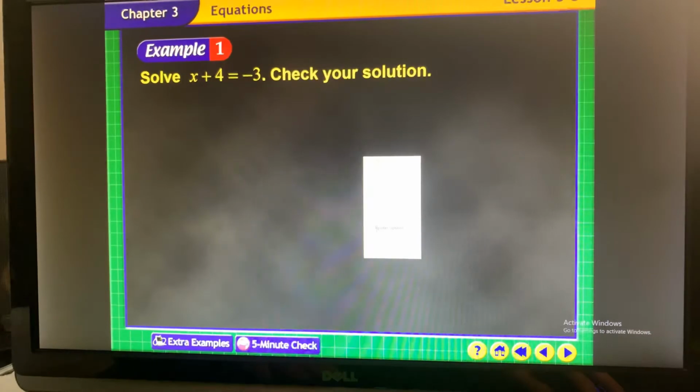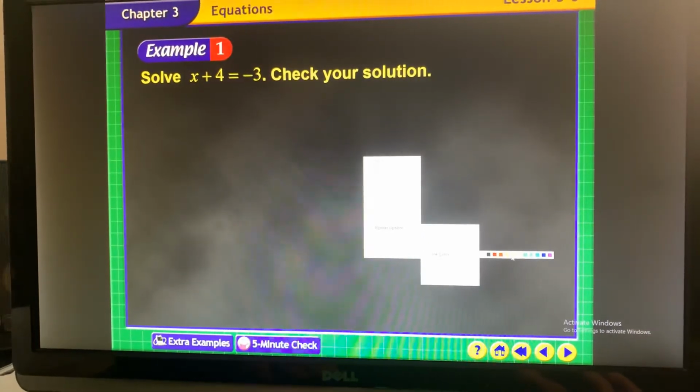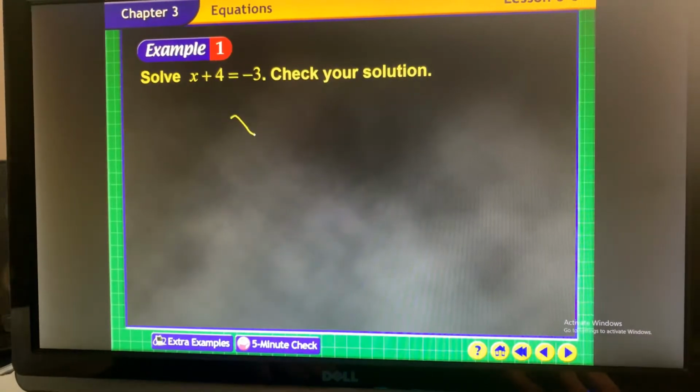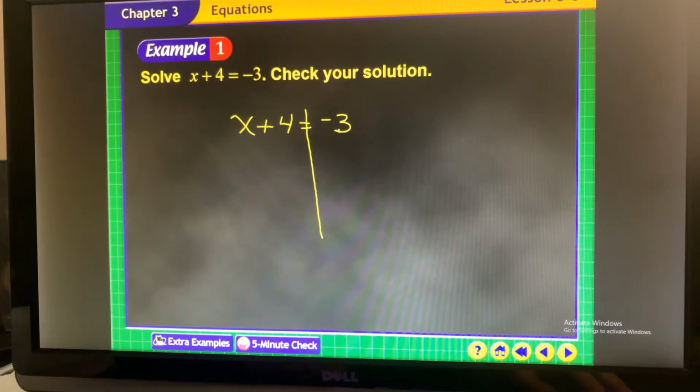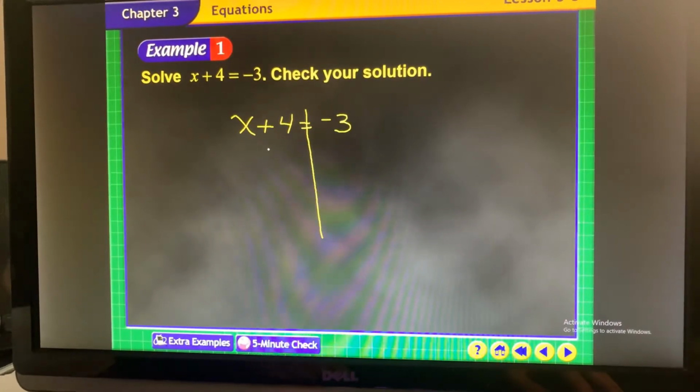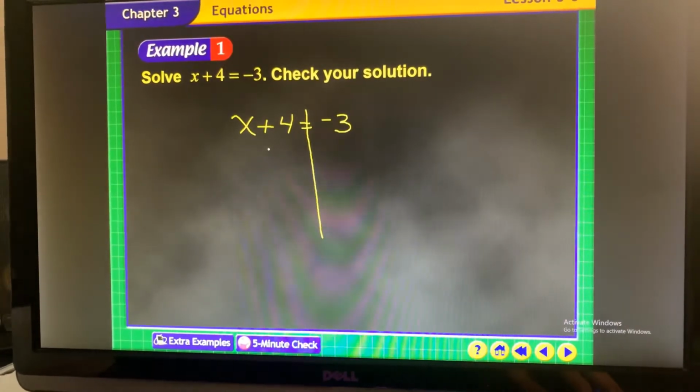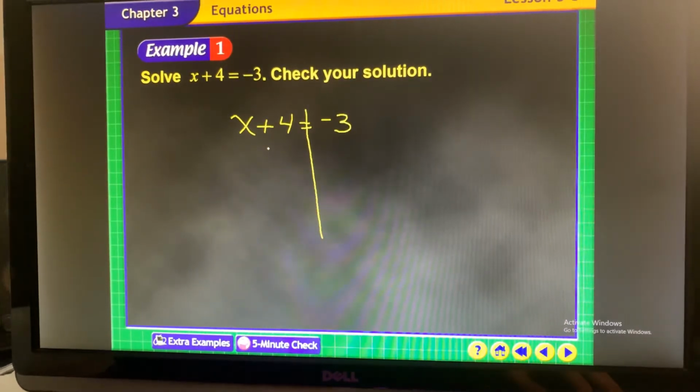So let's start with this one. This is what I want you to do. In your homework, I want you to write the problem out. I don't care that you already know the answer or the solution. You need to show these steps. So there's two sides to the equation. There's a left side and a right side. You always need to maintain balance on both sides. So whatever you do to the left side, you have to do to the right side. Whatever you do to the right side, you have to do to the left side.